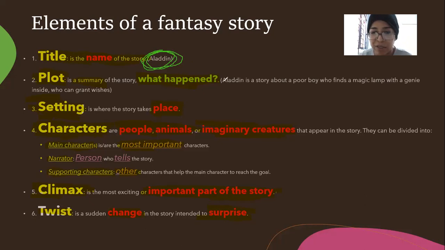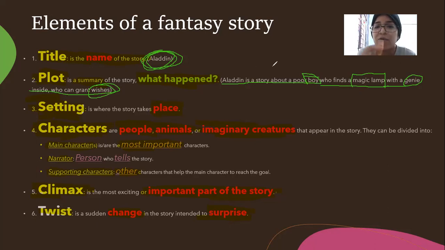Y aquí está the plot. Te lo voy a leer. Dice, Aladdin is a story about a poor boy who finds a magic lamp with a genie inside, who can grant wishes. ¿De qué se trata? De un boy que encuentra una magic lamp. Genie es el azul, el monito azul que vemos en la película. Que le concede wishes, unos deseos. Ese es el plot. Plot, it's a simple phrase, una frase pequeña, que nos dice qué fue lo que pasó, qué es lo que pasa en la historia.